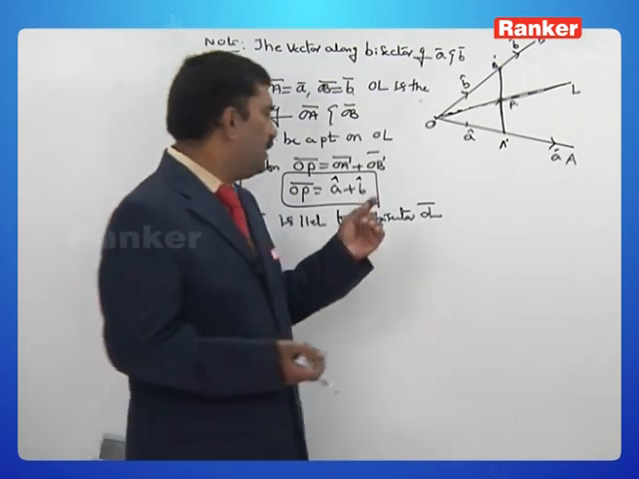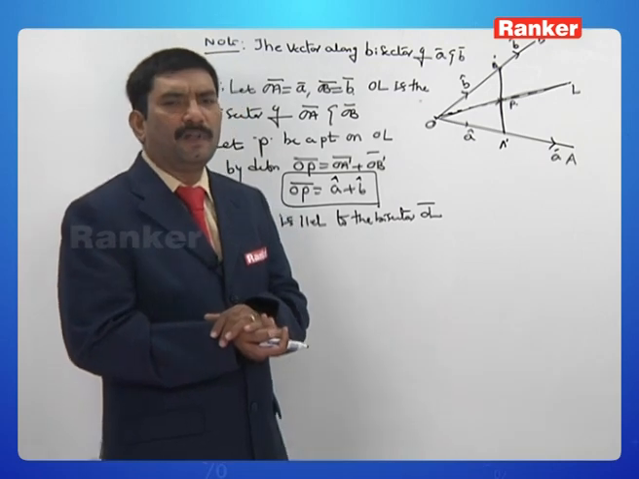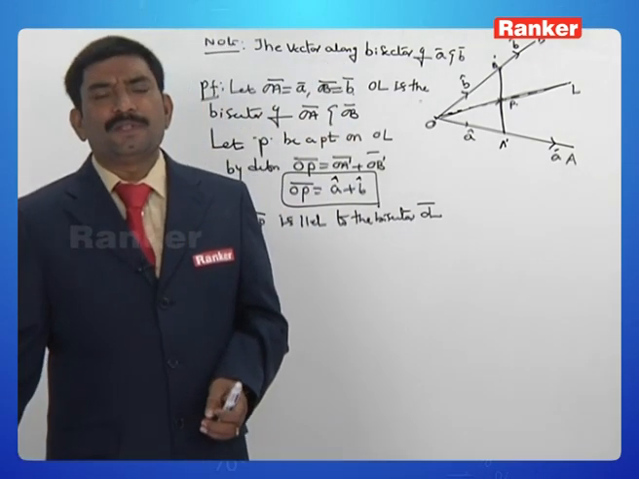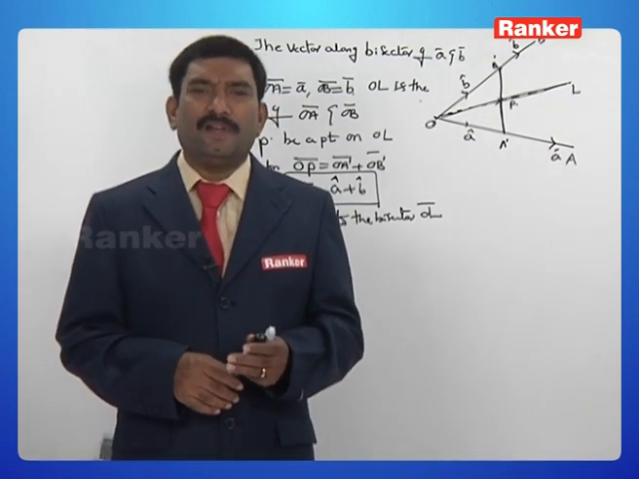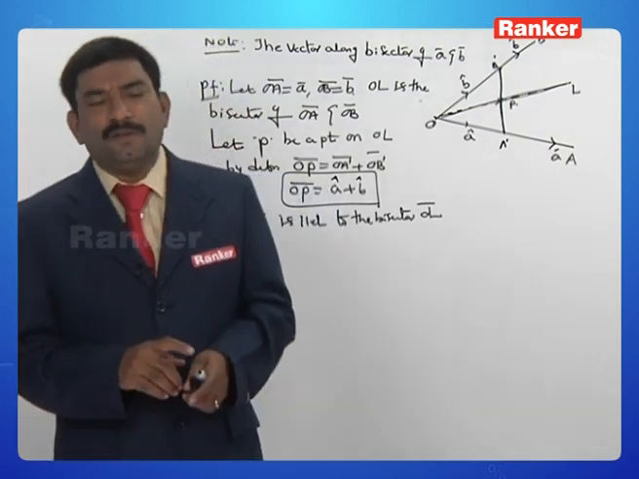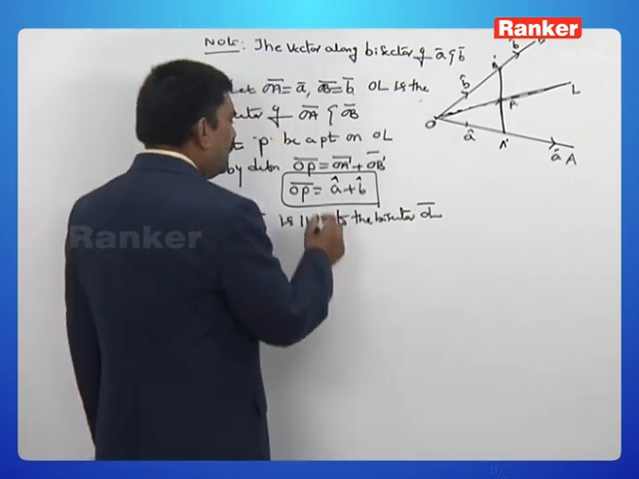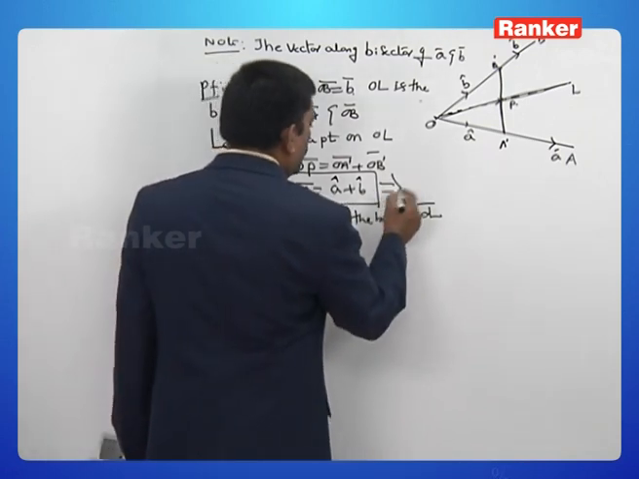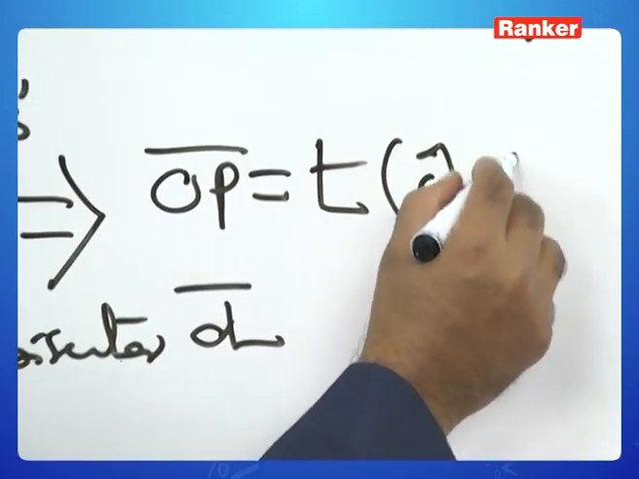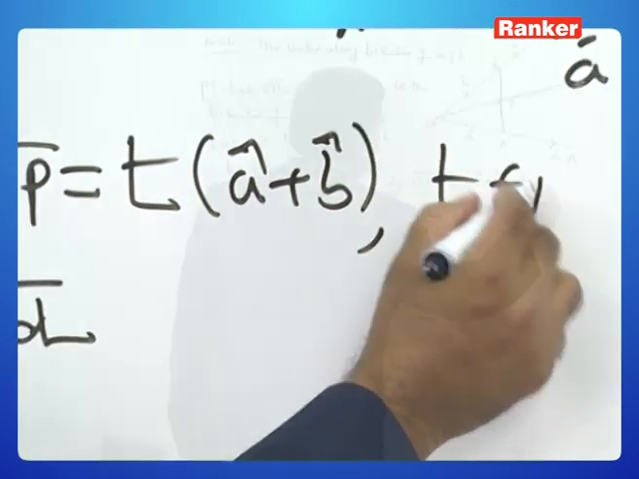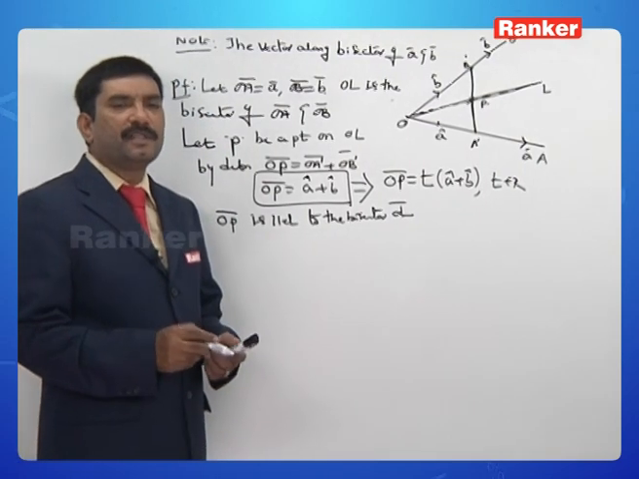Now, the thing is, I told parallel. Is it parallel to OP bar? No, it is collinear with what? OP bar. So therefore, is it collinear with OP bar? It's parallel with what? OP bar, OL bar, correct or not? So therefore, now this is the vector parallel to OP bar. I can also write OP bar is equal to some T into A cap plus B cap, where T belongs to R. When T is equal to 1, we are getting OP bar is equal to A cap plus B cap.